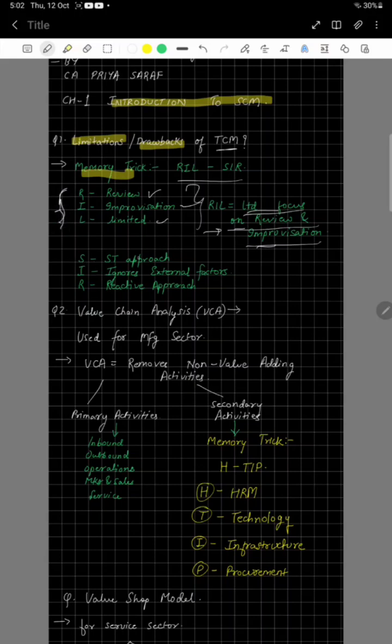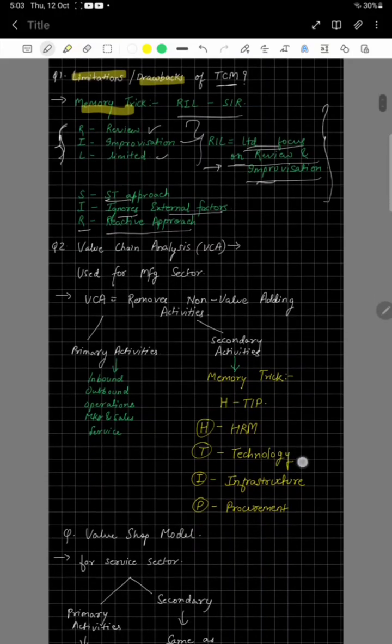Then S stands for short term approach, I stands for ignores external factors, R stands for reactive approach. So easily we remembered all the 4 points of limitations of traditional cost management. That is limited focus on review and improvisation, short term approach, it ignores the external factors, and it had the reactive approach.